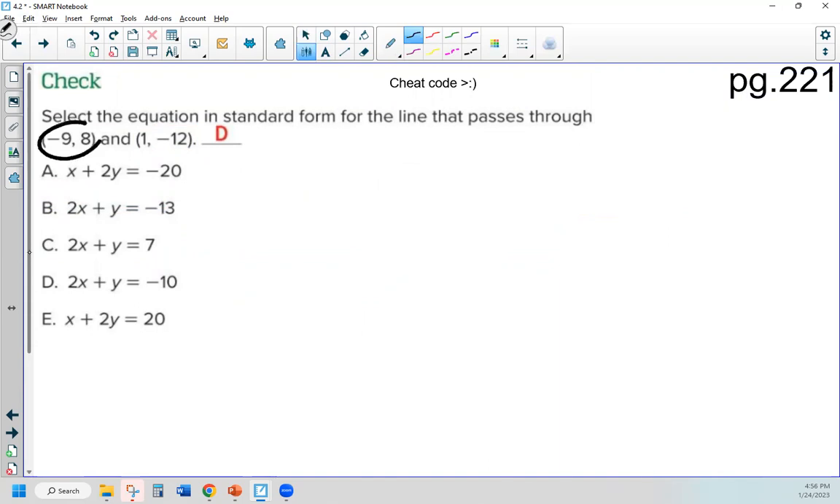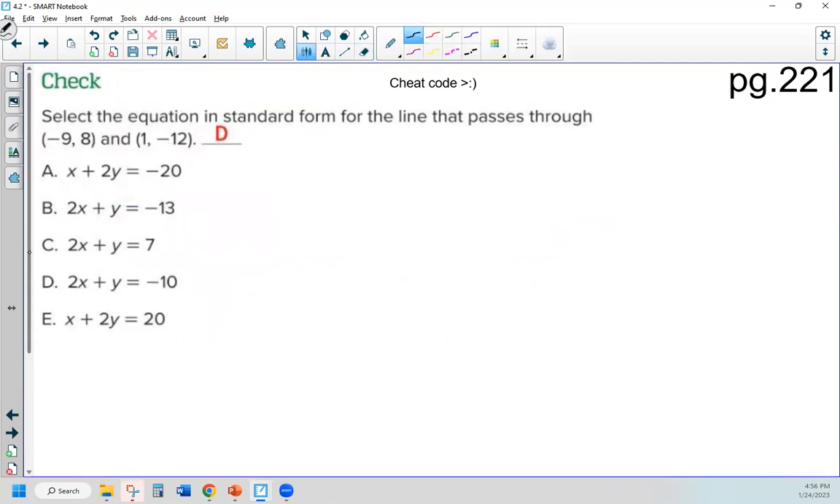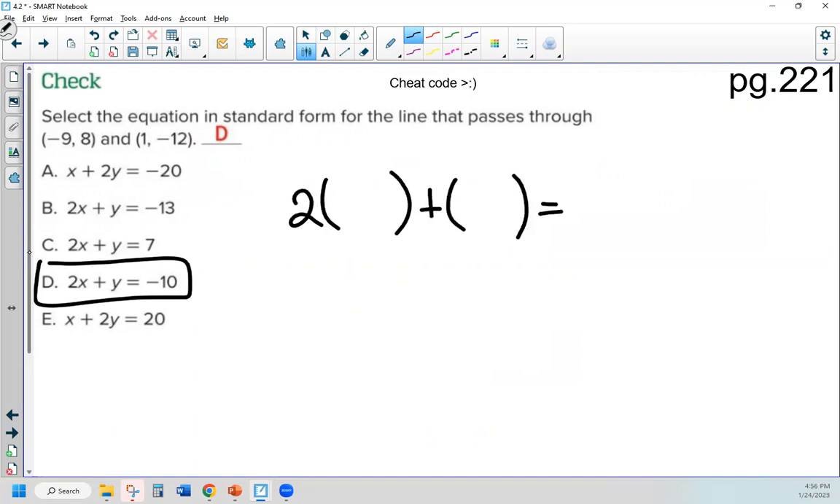So can you tell me if this point is on this line or if this point is on this line? What do you do to show that a point is on a line? To do that, and we already know that the answer is D, so I'll go ahead and do it with this one. You need to grab your equation, 2x plus y equals negative 10.